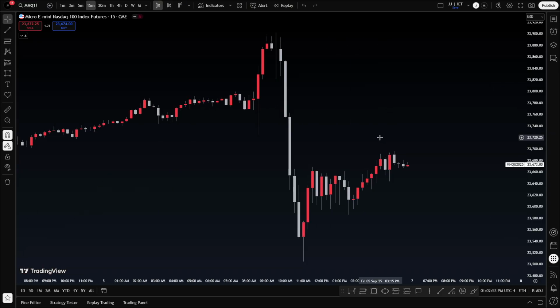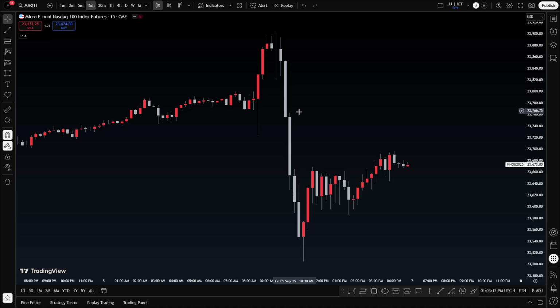Now, price will tend to do two things to the liquidity void. It can either respect it to continue the trend or continue the active narrative, or it can refill the entire liquidity void because it is a void of liquidity.